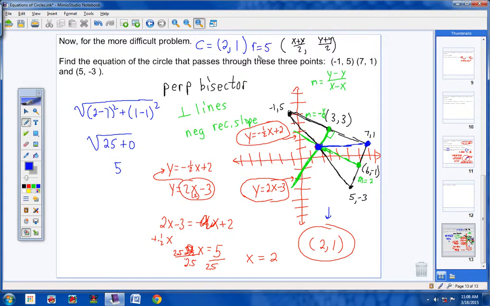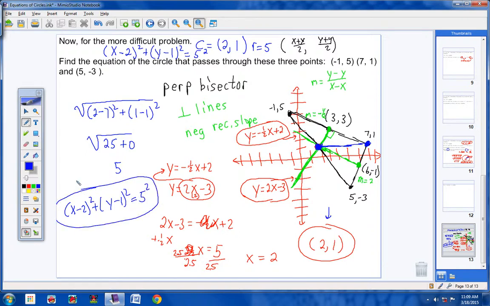So I found the center. I found the radius. Here's my equation. I'm finally done. x minus 2, change the sign of the 2, quantity squared, plus y minus 1 quantity squared equals 5 squared. Now, the video's done. That's it for today.